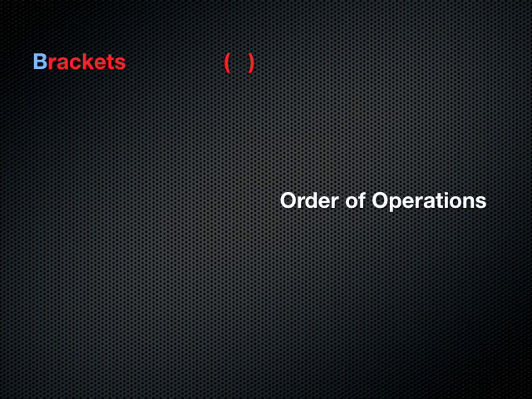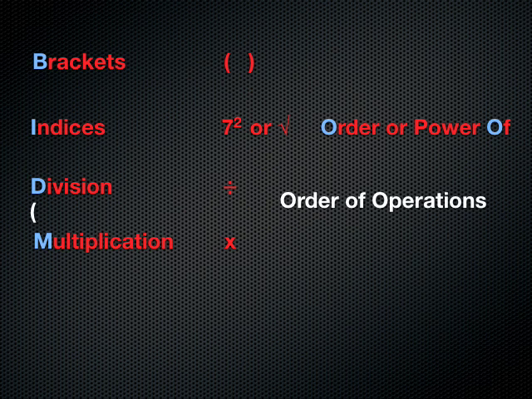Firstly, if you have anything that's in brackets, you do the brackets first. Then, if you have any indices, that's something that may be squared or cubed, or say the square root of something, that's often known as order or power of, the power of something. You do that next. Then, if you've got division and multiplication, you do those next. And finally, if you've got addition and subtraction, you do those. So first of all, it's brackets, then any powers, then division and multiplication, and finally addition and subtraction.